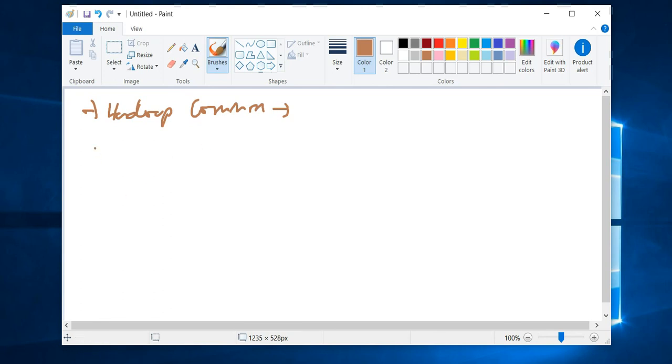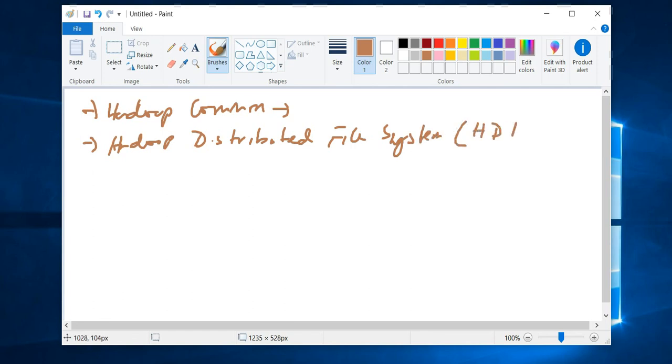And then one of the most important things is called the Hadoop Distributed File System, and in short we call it HDFS. So what is that? It is a distributed file system that provides high throughput access to application data.